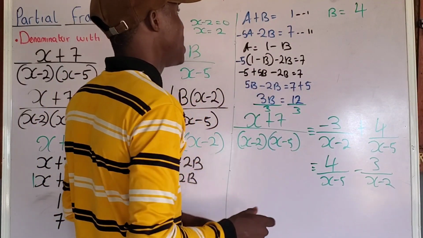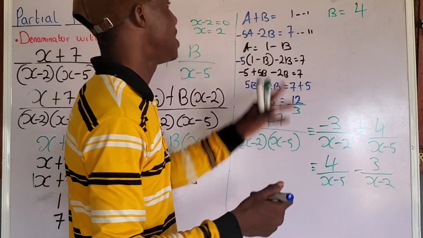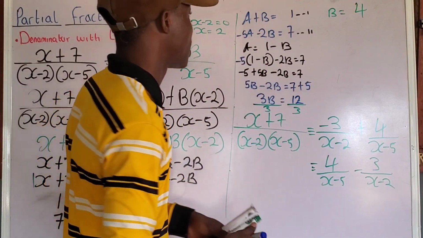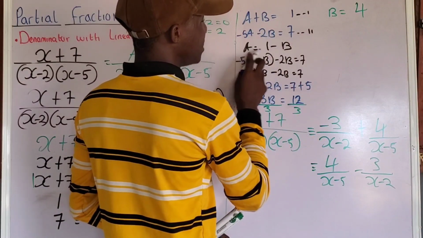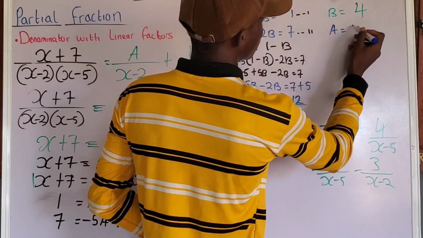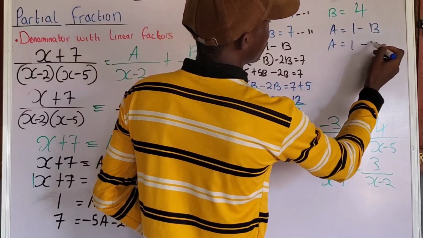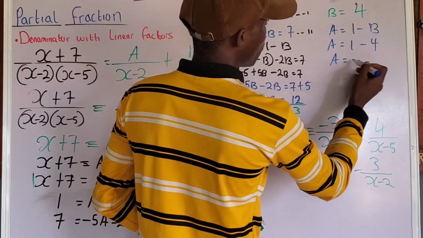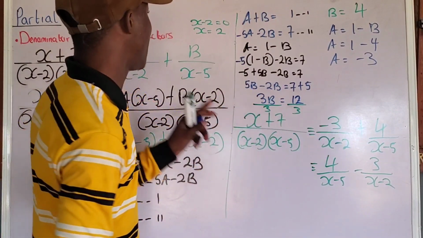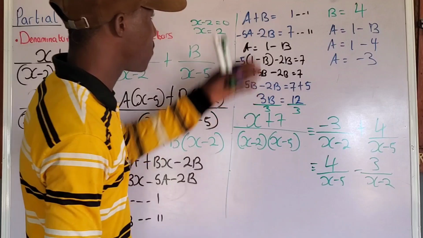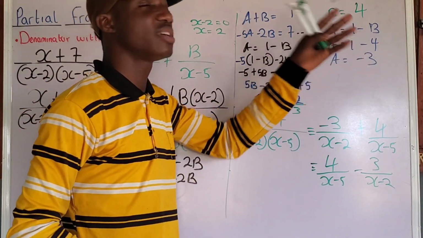Now let us get the value of a. To get the value of a, all you have to do is substitute the value of b into any of the equations. So you know that a plus b is equal to 1. So a is equal to 1 minus b. a is equal to 1 minus 4, because b is 4. So a is equal to minus 3. So the value of a is minus 3 and the value of b is 4. When we use simultaneous equations to solve, the values of a and b are minus 3 and 4 respectively.